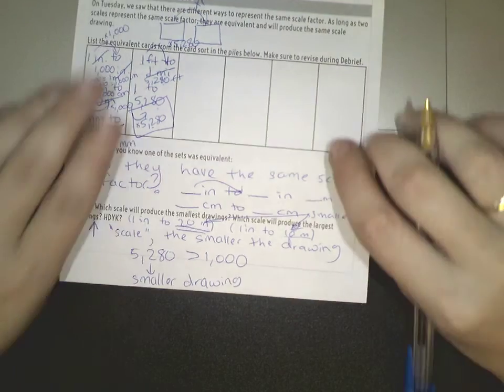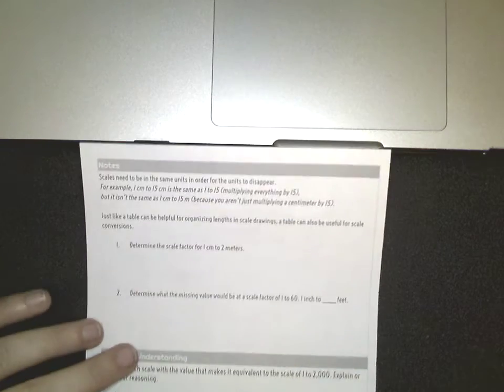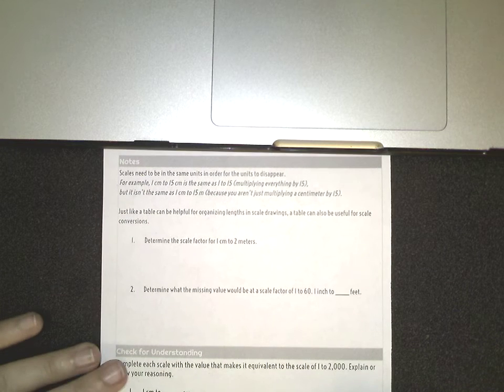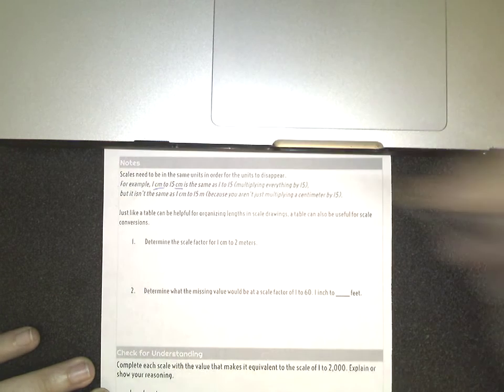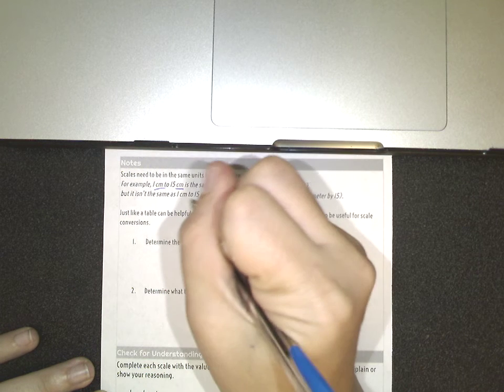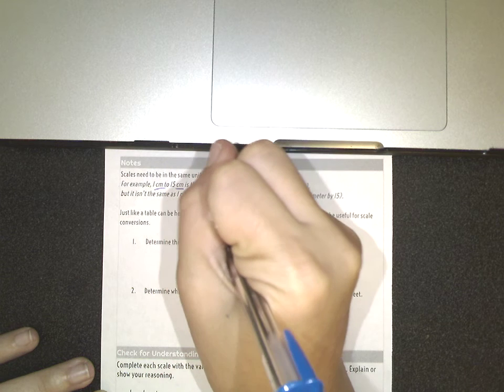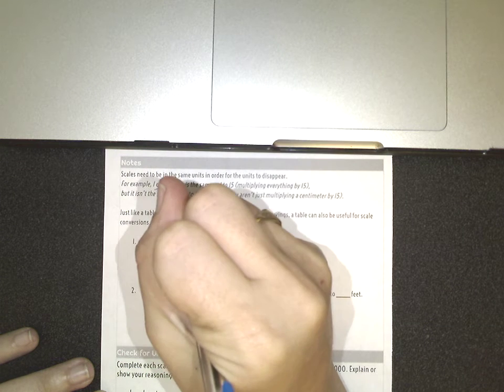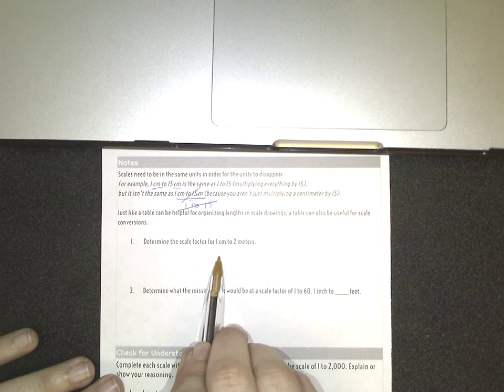Get a smaller drawing. Over here, I talked about some ways that we could use tables to organize our thinking with conversions, because once again, we can get to a unitless scale if we have the same units. We cannot do that if we have different units. This is not the same as 1 to 15, because 1 centimeter times 15 is not 15 meters. So let's look at what that does here.